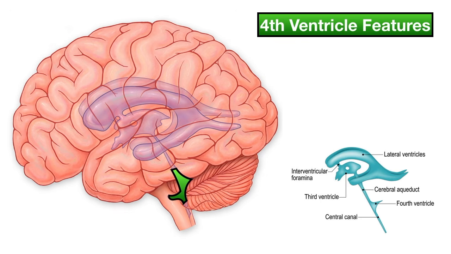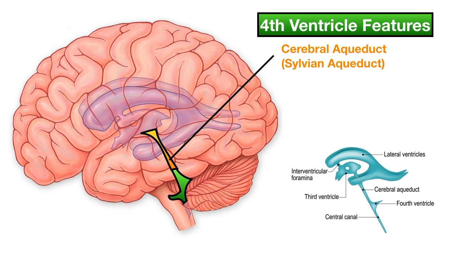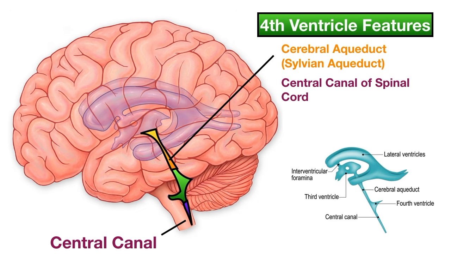Again, the cerebral aqueduct connects the third and fourth ventricles, and it is the narrowest portion of the ventricular system. For that reason, it's the most common location for a blockage to occur. This can cause a condition known as hydrocephalus, where cerebrospinal fluid accumulates. The fourth ventricle narrows caudally to form and connect with the central canal of the spinal cord, and this particular location where it narrows is known as the obex.